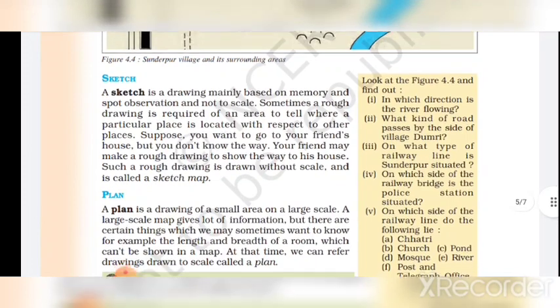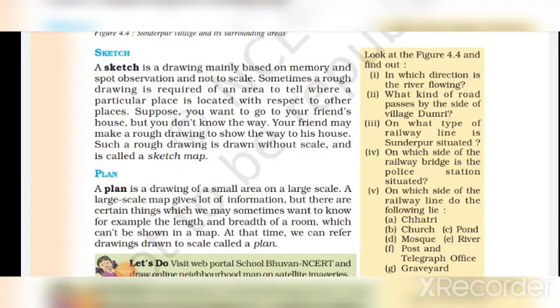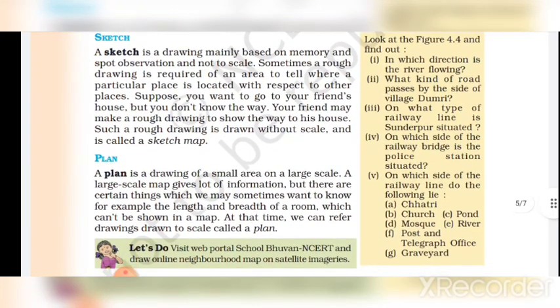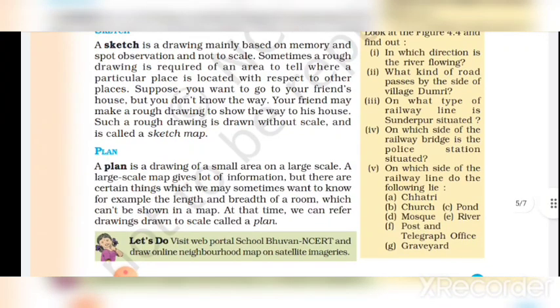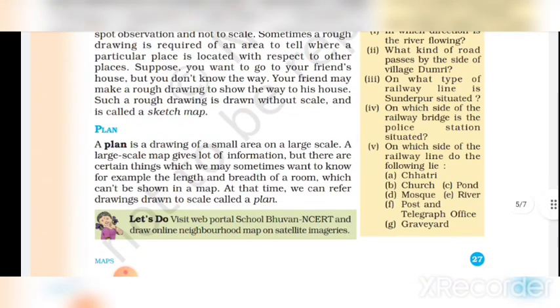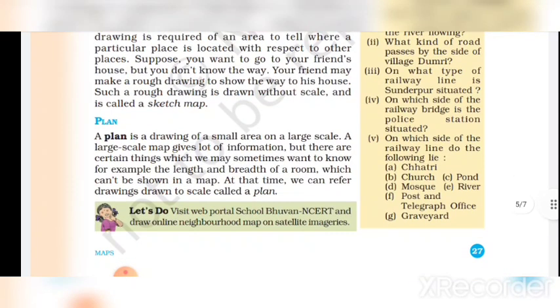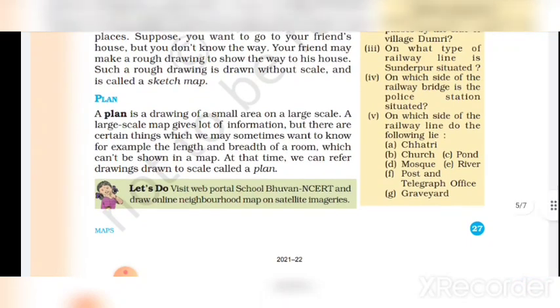Sketch. A sketch is a drawing mainly based on memory and spot observation and not to scale. Sometimes a rough drawing is required of an area to tell where a particular place is located with respect to other places. Suppose you want to go to your friend's house but you don't know the way. Your friend may make a rough drawing to show the way to his house. Such a rough drawing, drawn without scale, is called a sketch map.